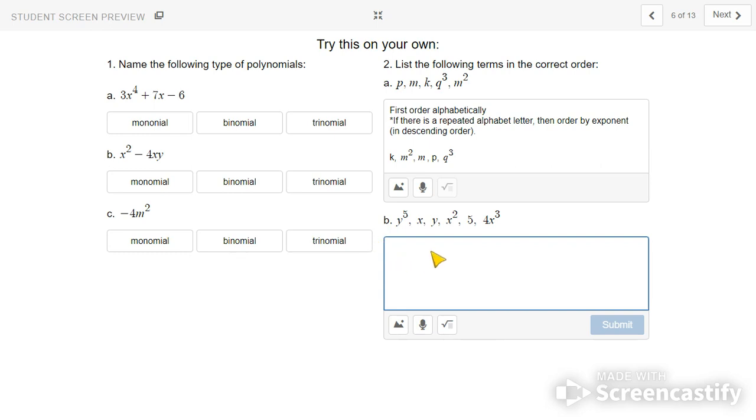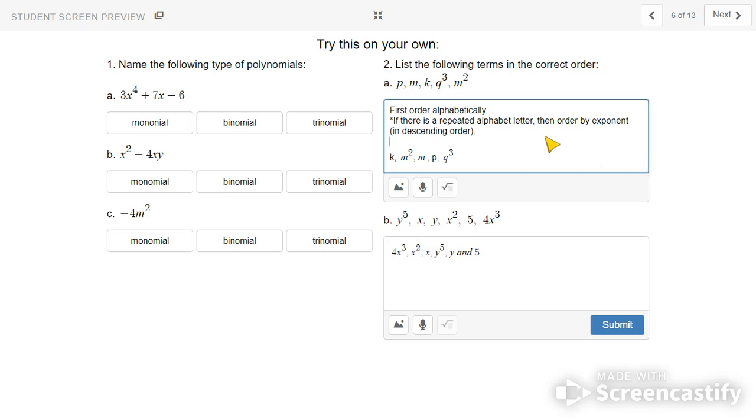Second example, let's do the same thing. Put them in the correct order. We have y to the 5, x, y, x squared, 5, 4x cubed. Let's start with the x's. So 4x cubed. Then we have x squared, x, y to the 5, y, and finally we put 5. So after we put all the terms with variables, we put the constants at the end.